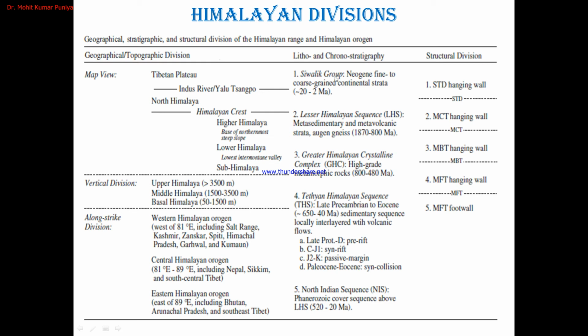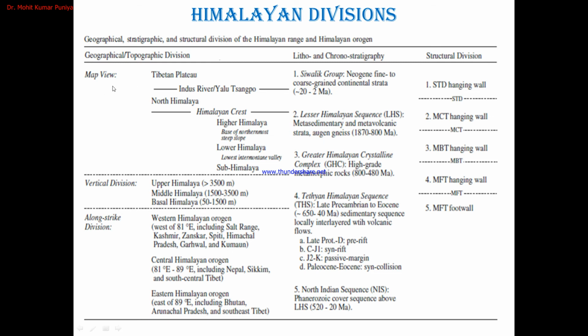Then we have the Shivalik group. The Shivalik group is also known as sub Himalaya, and the main lithology of the Shivalik group is sandstone, claystone, and some boulder beds, and these belong to the Neogene, 20 to 2 million years. Okay, we will discuss distribution also.